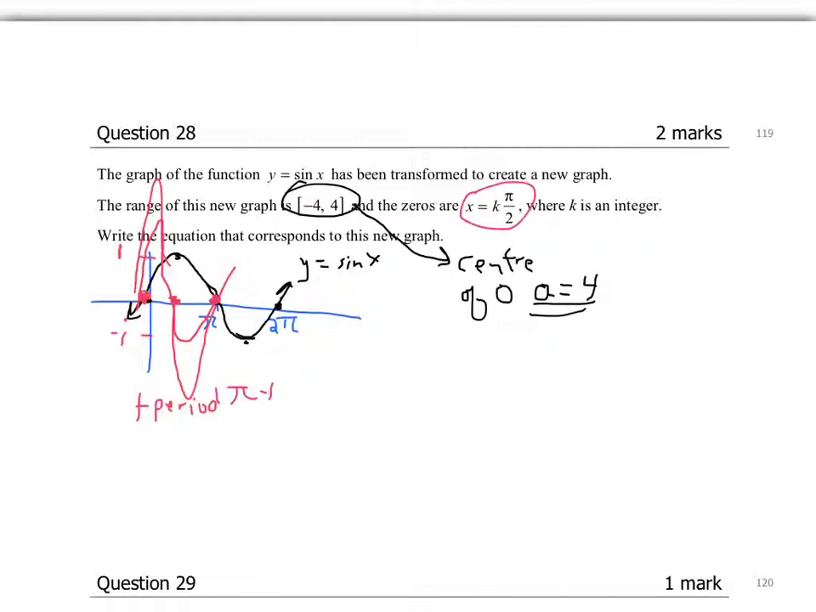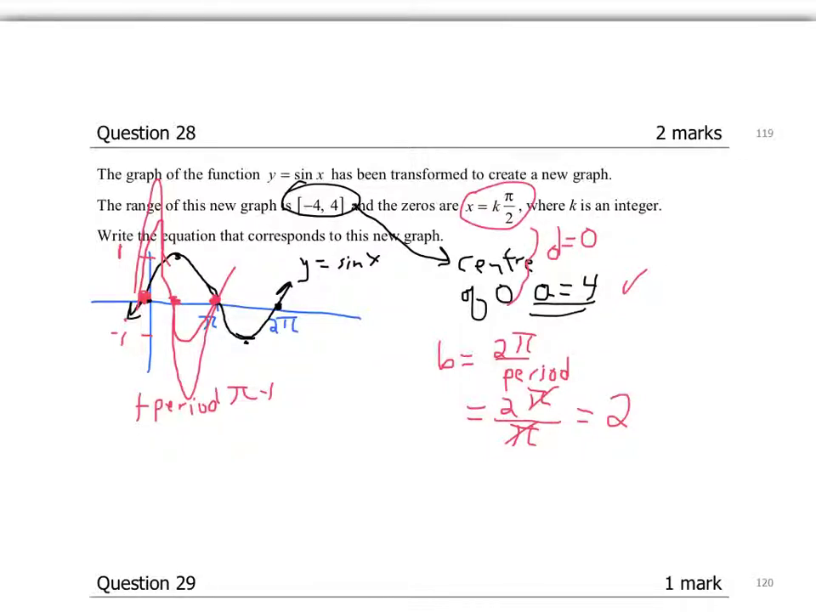I think that's enough information to do this question. There's no mention of any horizontal shift. So we have A, and now we want to figure out B. Remember, B is 2 pi divided by your period. Substituting in our period, that's 2 pi divided by pi, which gives me a B value of 2. As I said, there doesn't seem to be a horizontal shift, and the center's still on 0, so D is 0.